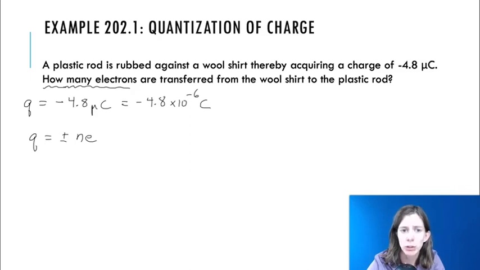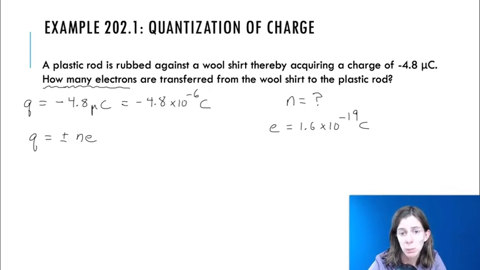We already talked about Q as charge. N is the number of particles, the number of electrons or protons. So in this case, how many electrons? We're looking for that number. So N is our unknown. That's what we're looking for. And then E is the charge of an electron or proton. So it's the magnitude of the charge. It's 1.6 times 10 to the negative 19 coulombs. All right, so write down everything that you know.